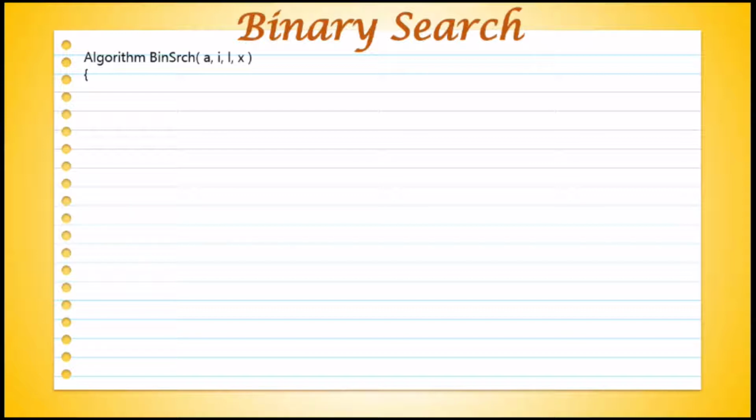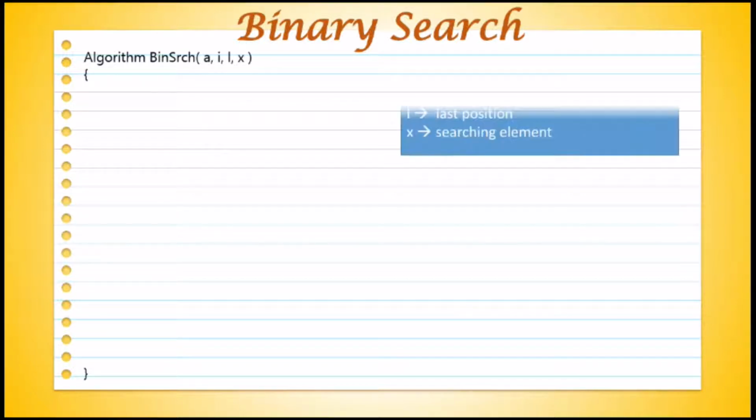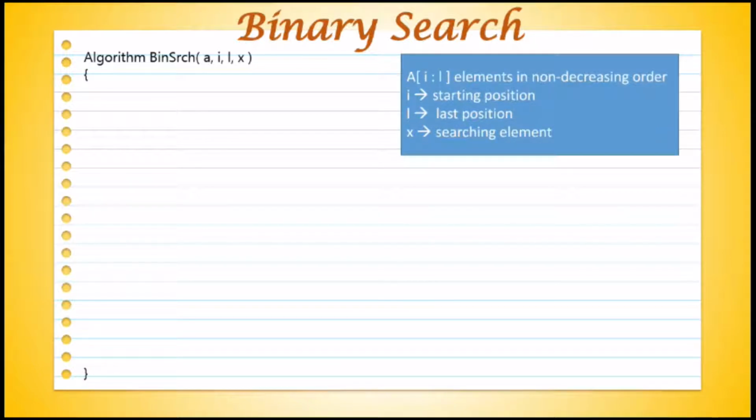So the first one, that is array A, and its index is starting from I till L, and the elements will be in non-decreasing order. So here the value of I means what? Starting position. So basically it is 1, and then L is what? Last position. And then the fourth parameter is X, which is the searching element from the given numbers.